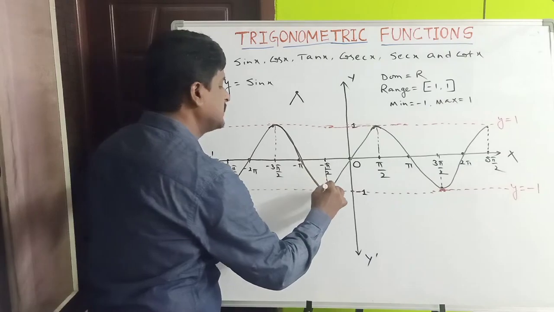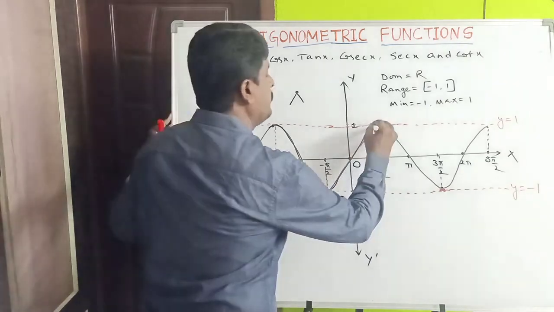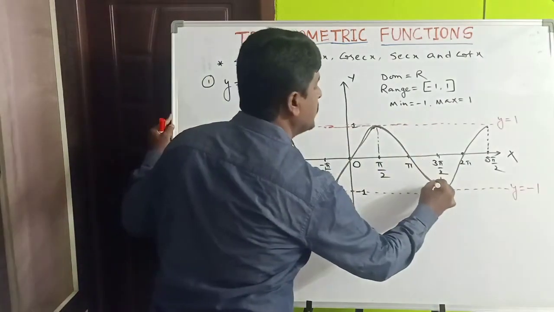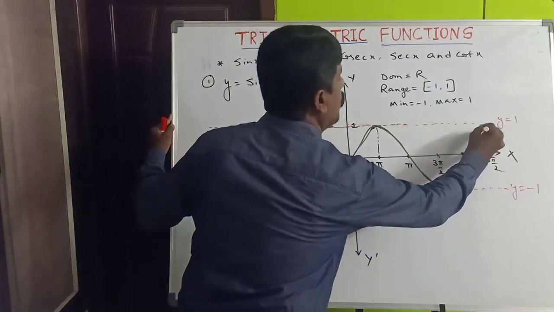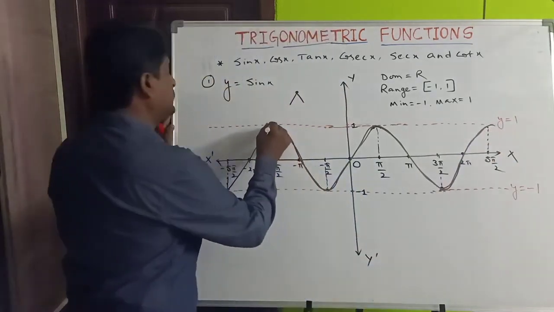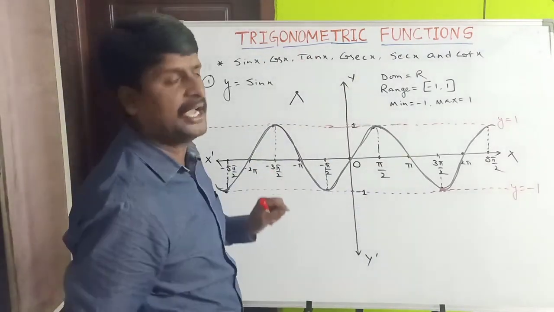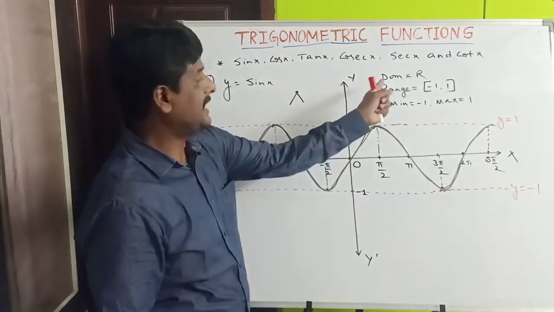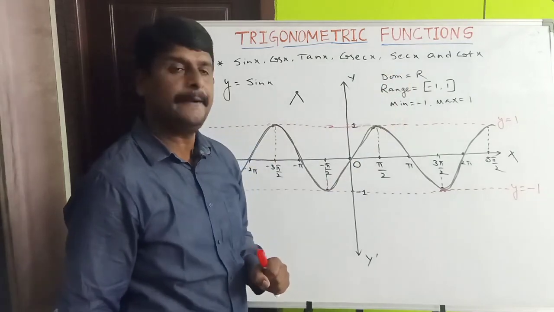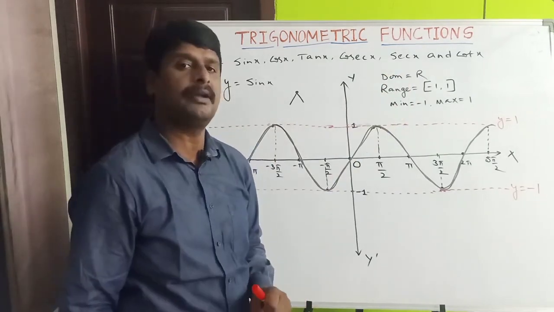It is always a turning point like this, having no sharp edge. That's why it is differentiable everywhere on its domain. Sin x is continuous on R, sin x is differentiable on R.